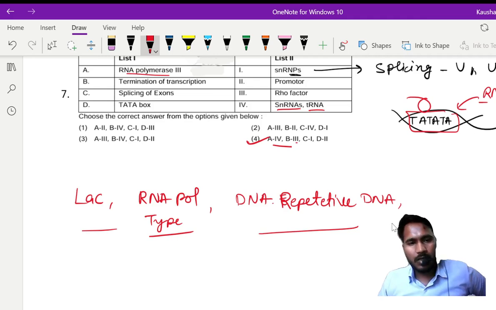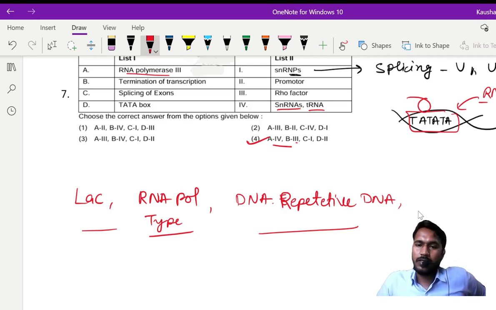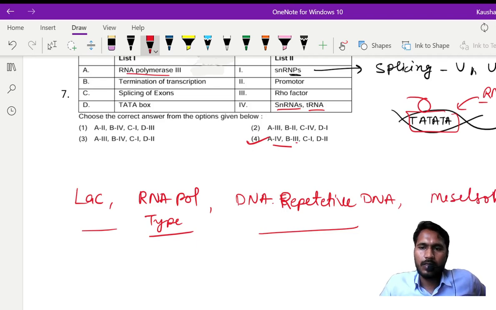They didn't ask much from transcription and replication. They didn't ask much from the Griffith experiment, the Hershey and Chase experiment, or the MacLeod and McCarty experiment. They didn't ask much about the human genome project either. Sometimes they ask calculations and the Meselson and Stahl experiment, and you have to read about the DNA. That's it. If you know this much, then it's enough.